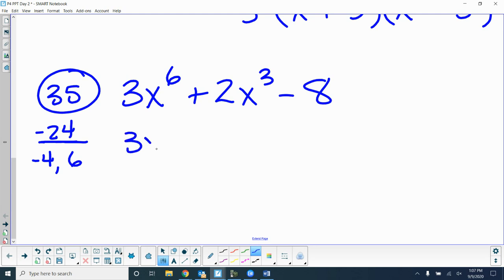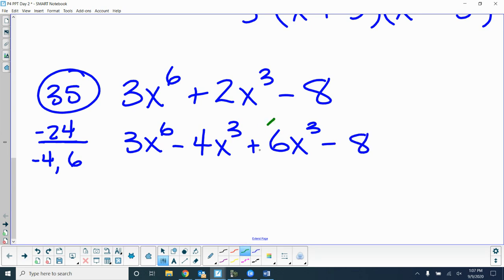So I rewrite it. 3x to the 6 minus 4x cubed. Whatever's in the middle here goes with that one. Plus 6x cubed. So again, whatever that is goes with these 2 numbers. And then the minus 8. So then we group it. There's a plus there, there's no minus, so don't put the plus inside your groups. And then the GCF would be x cubed.